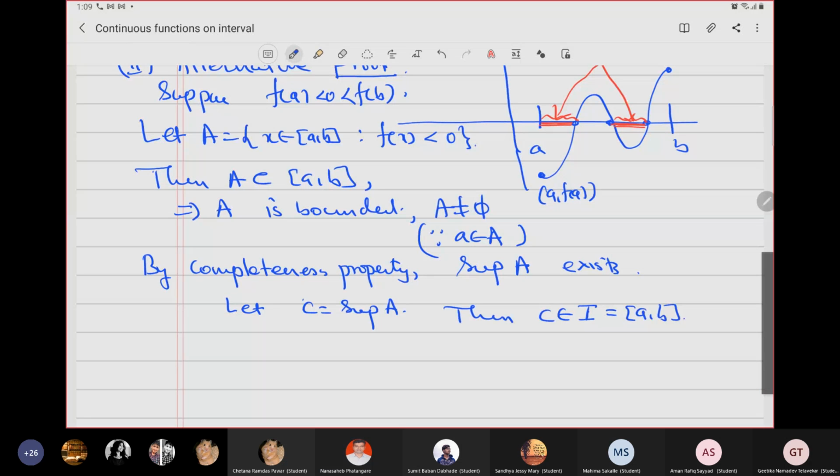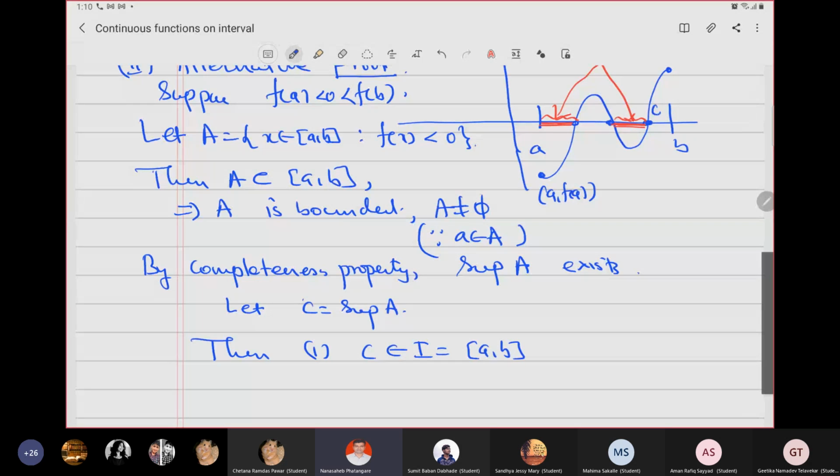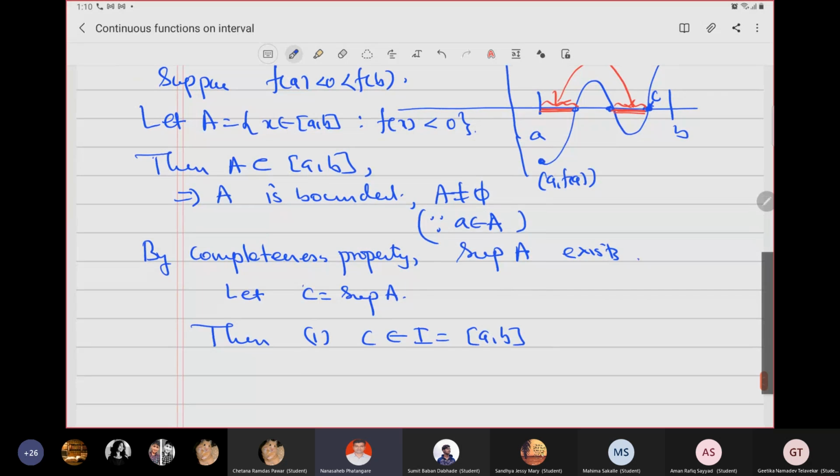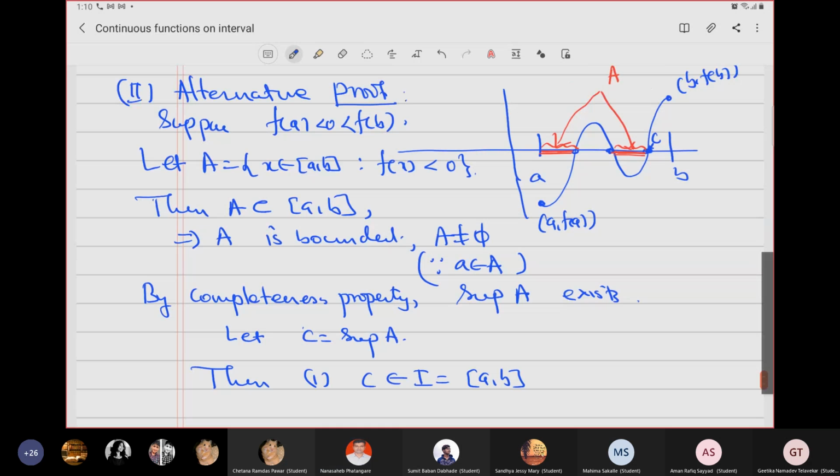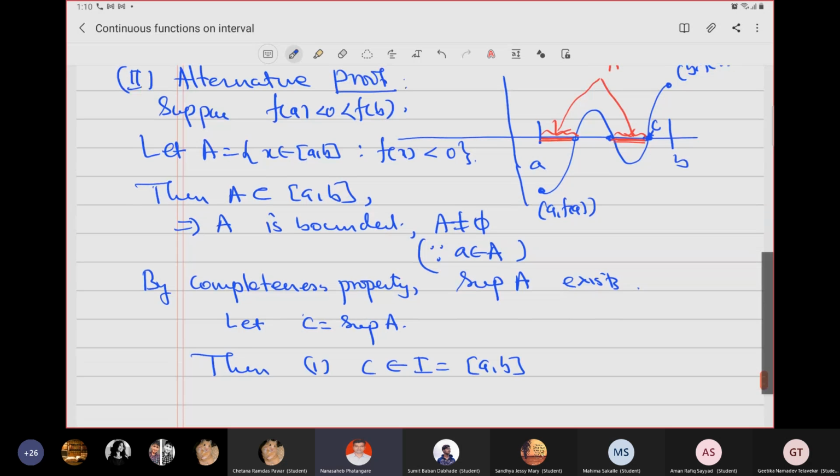Yes, sir. Right. Then C belongs to I. And from this figure, what is C? What is the supremum of this? From this figure, what is C? C is this point. Correct? The supremum of this set is its largest element. So the largest element or supremum of this set is C.